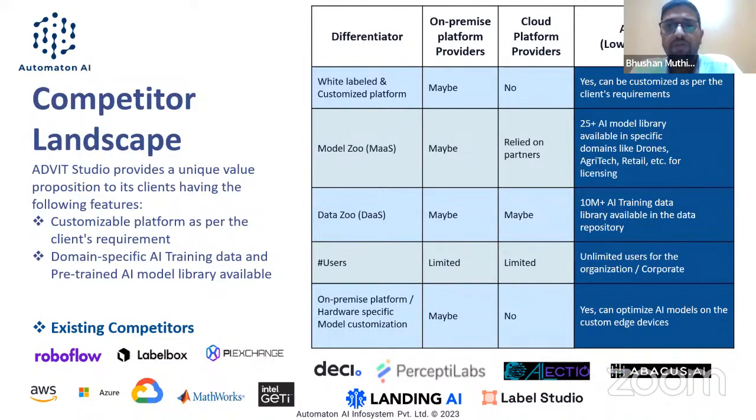I'll show you a brief about the models as well, and also the data sets that we provide. So let's say drones, agriculture, and manufacturing, right? Data is a huge asset in these particular domains when it comes to deep learning model development. And that is exactly where we are also working with these customers in order to provide them a differentiating factor from what our competitors are providing today.